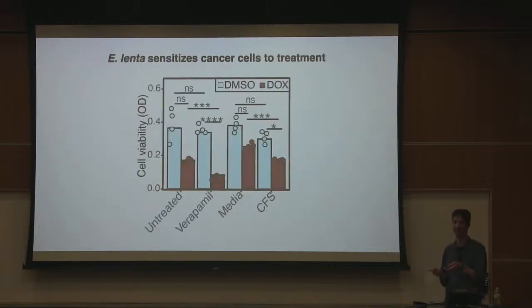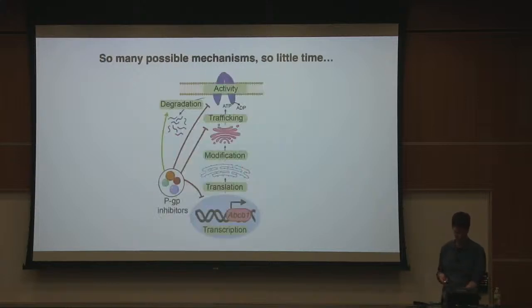We also showed that adding Elenta supernatants could actually sensitize cancer cells in vitro. And so here, if we add the cell-free supernatant relative to the media, we see lower viability of a cancer cell line in the presence of doxorubicin. And so that all suggests that, as we expected, Elenta was doing something to PGP.